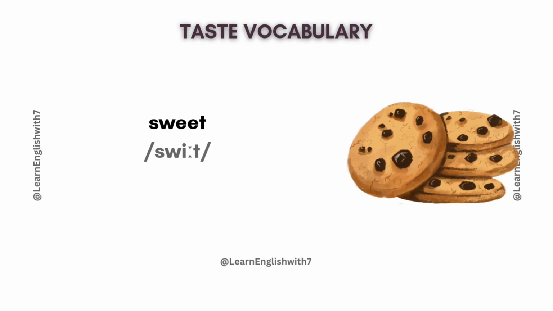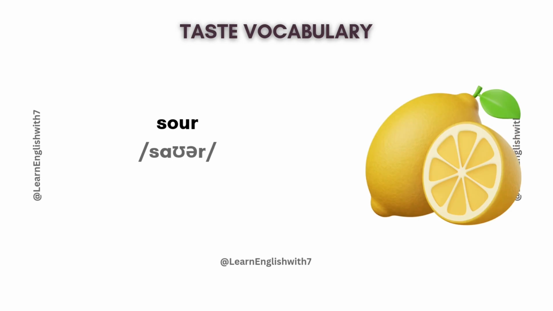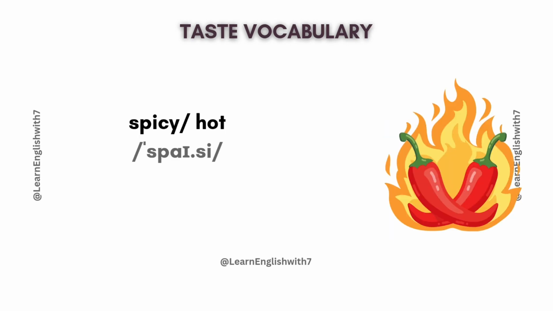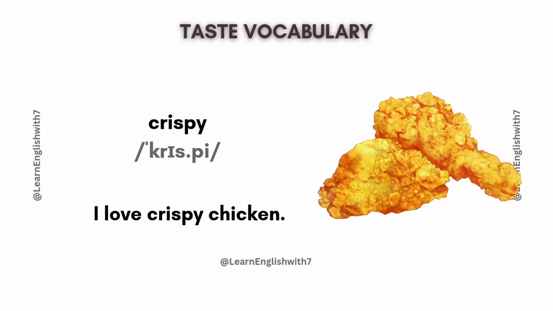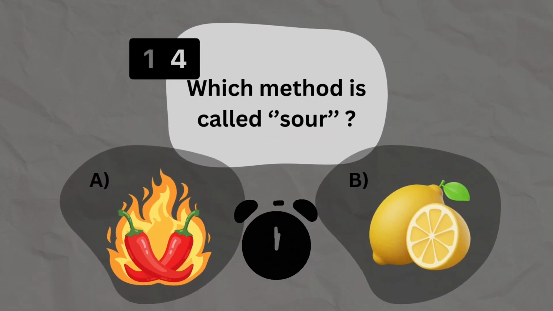Taste vocabulary. Sweet. The cookie is sweet. Salty. The pretzel is salty. Sour. This lemon is very sour. Bitter. The pickle tastes a bit bitter. Spicy, hot. This chili pepper is really spicy and hot. Crispy. I love crispy chicken. Quiz time question 14. Which method is called sour?